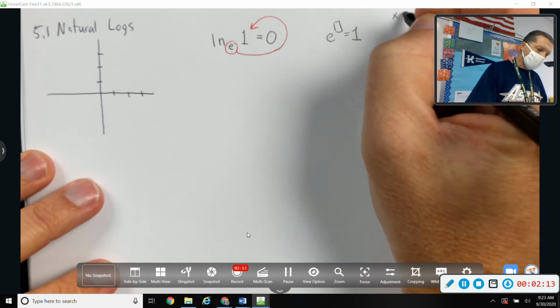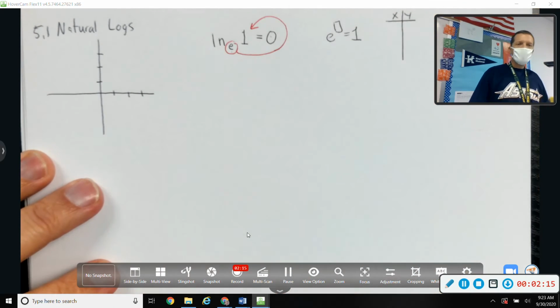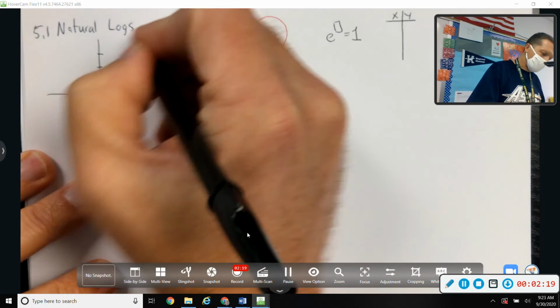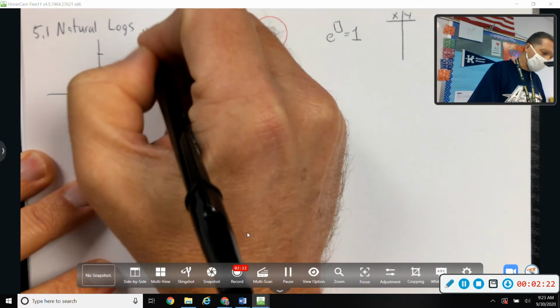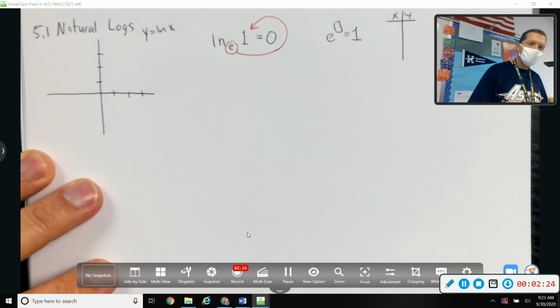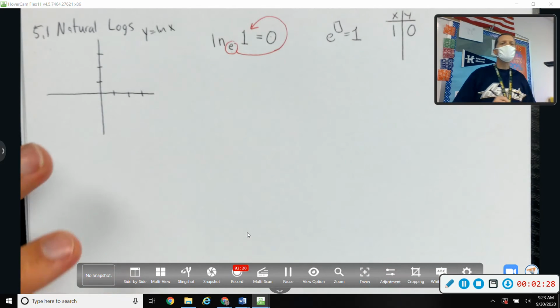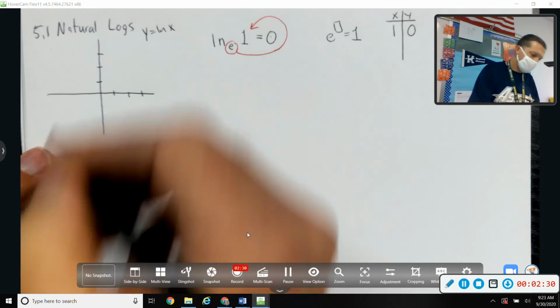So if we're making a table of values for our graph that we're working on, if we plugged in 1, our graph's going to be y equals natural log of x. If we plugged in 1, we got 0, because the natural log of 1 is 0.